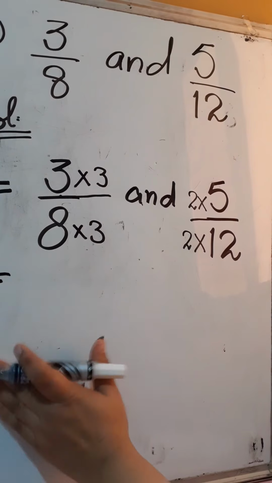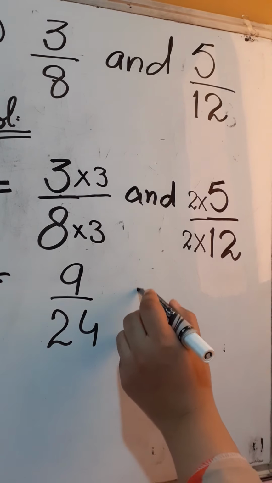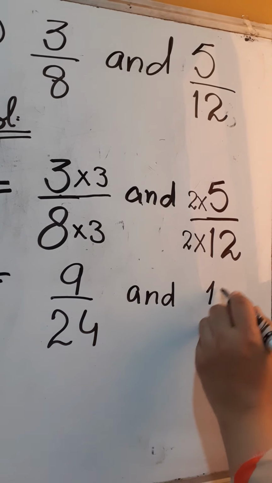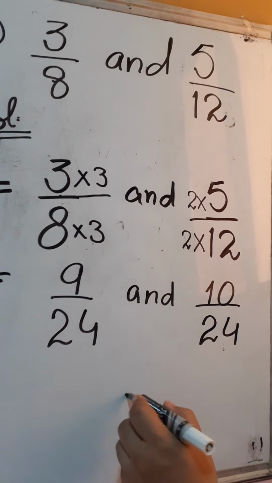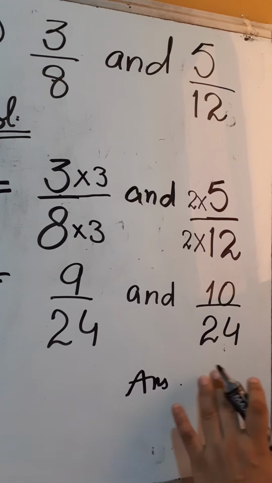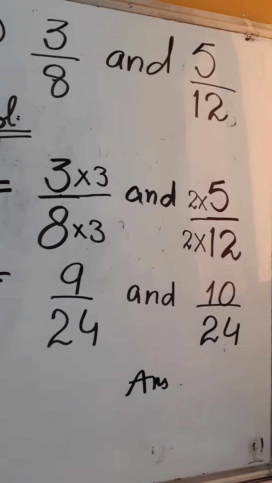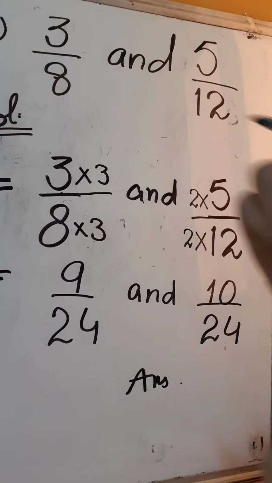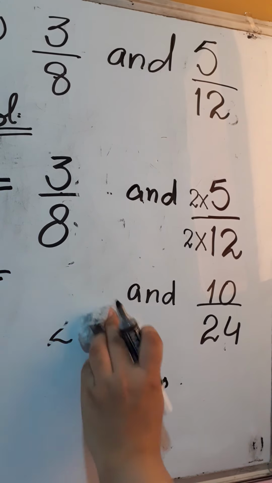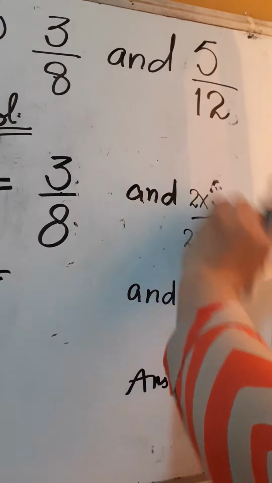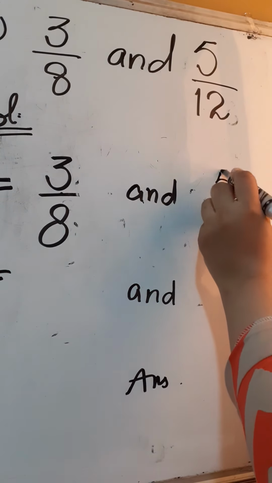Okay? Now students, 3 threes are 9, 8 threes are 24, and 5 twos are 10, and 12 twos are 24. You check that both the denominators are the same. Understand? And please check that if we do this, it's okay. If you want to do it like the previous method, you can also do that. But this is the easiest method when the denominator is given. Okay? 3 by 8 and 5 by 12.